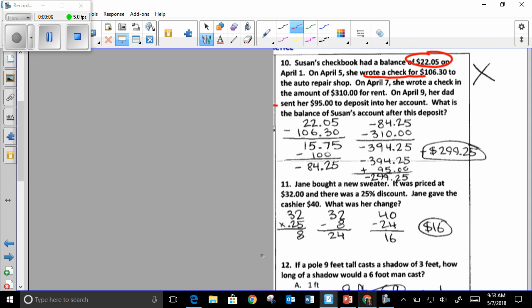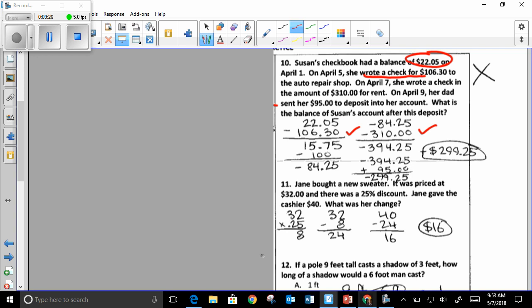So she wrote a check for $106.30. Here it is right here. So you're going to subtract. On April 7th, she wrote a check in the amount of $310. Here it is. Notice that she's in the negative, right? And that happens sometimes. She wrote a check in the amount of $310 for her rent.